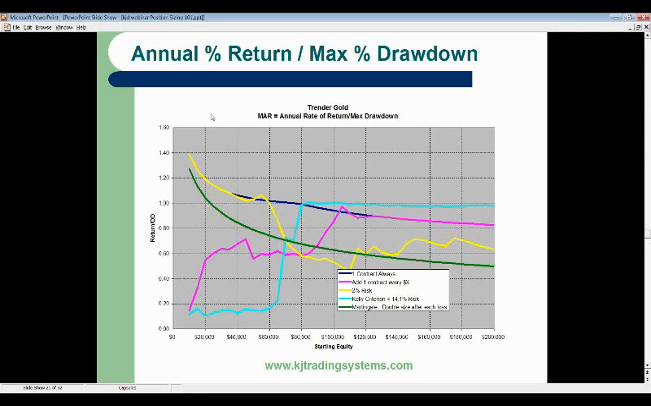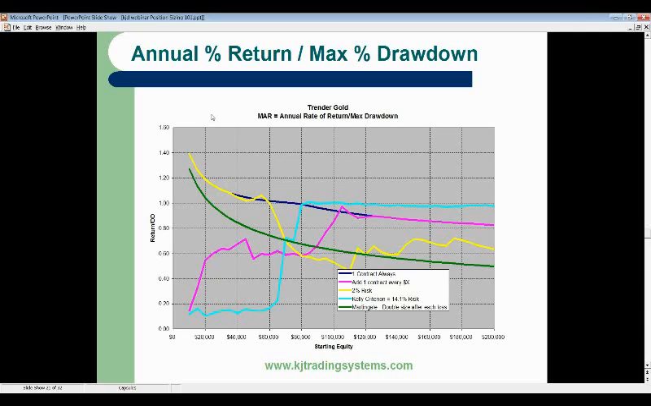That's what the professionals use. There's obviously people out there who do better. A ratio of 2 would be considered really good. But even if you can get a ratio of 1, you're doing pretty good over time. And so what that would mean, if you can withstand a 30% drawdown, you might be able to get 30% of your returns. So here are the results for the Trender Gold system.